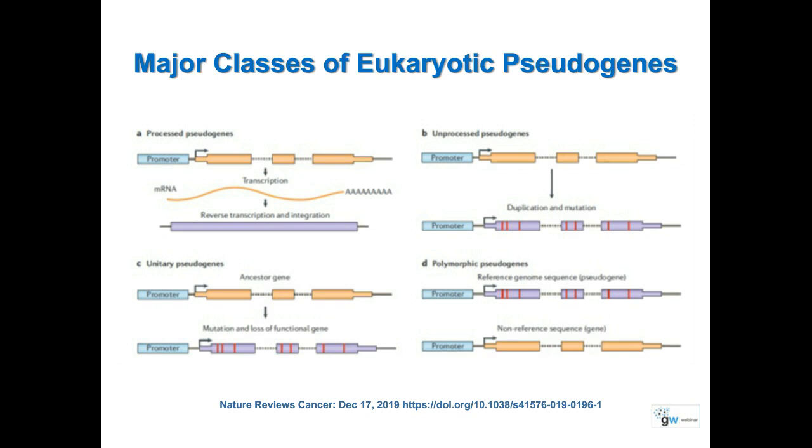Recently there is a fourth category that is described in one of the recent reviews in Nature Reviews Cancer, where they showed there is an obvious difference. Originally, when you look at the human genome reference sequence, you will see they are annotated as pseudogenes with all the mutations and everything.